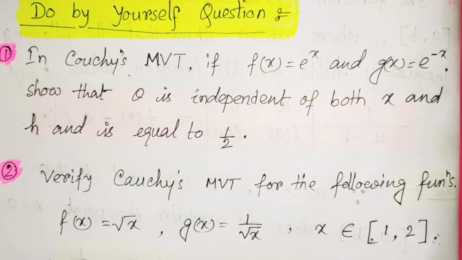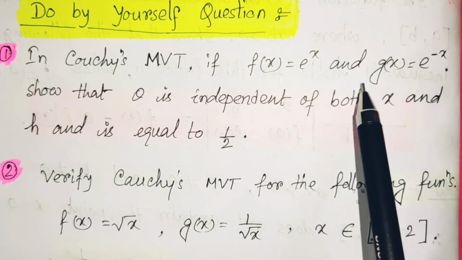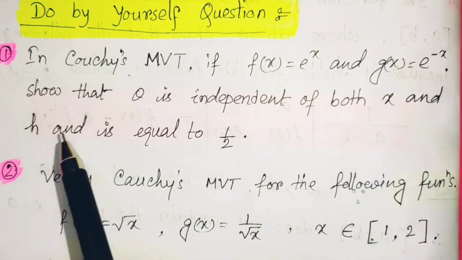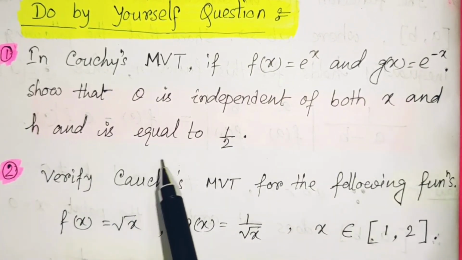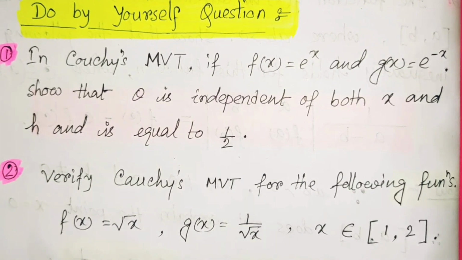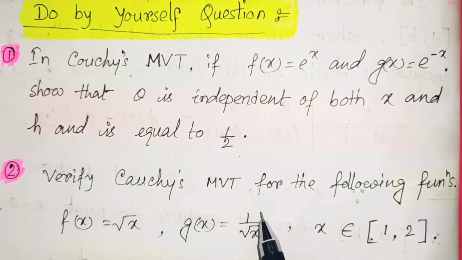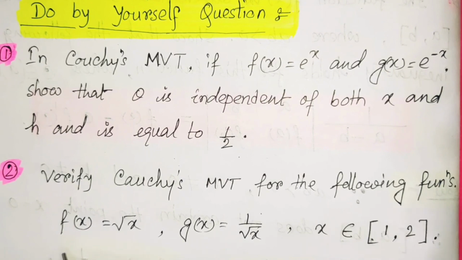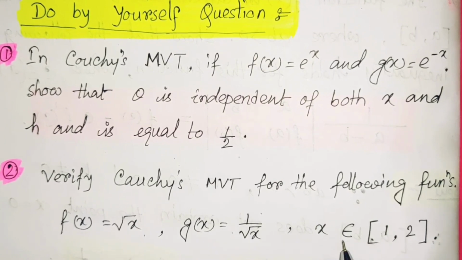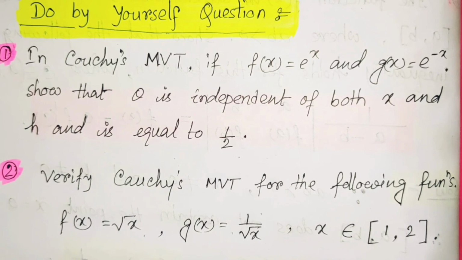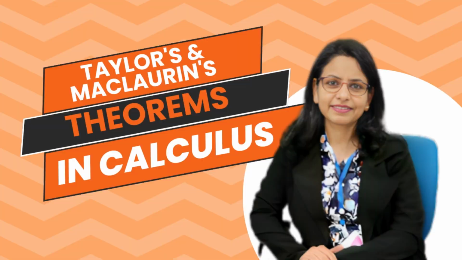So these are do-it-yourself questions. The first question is: in the Cauchy mean value theorem, if f(x) equals e to the power x and g(x) equals e to the power minus x, show that theta is independent of both x and h and equals half. And the second question is: verify the Cauchy mean value theorem for the functions f(x) equals root x and g(x) equals 1 by root x within the interval 1 comma 2. So verify the Cauchy mean value theorem for these two functions and write your comment in the comment box.